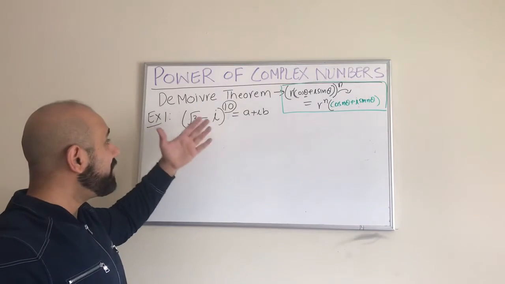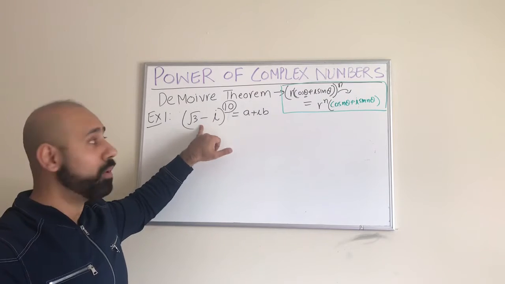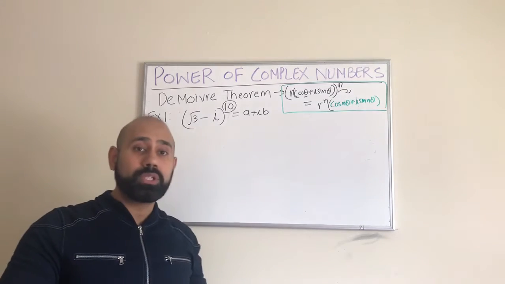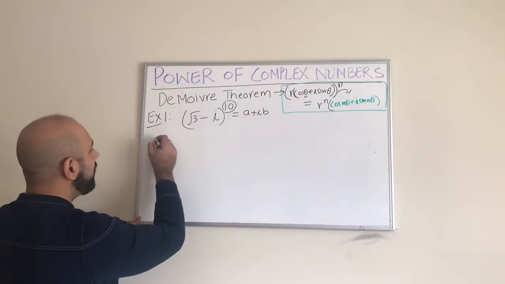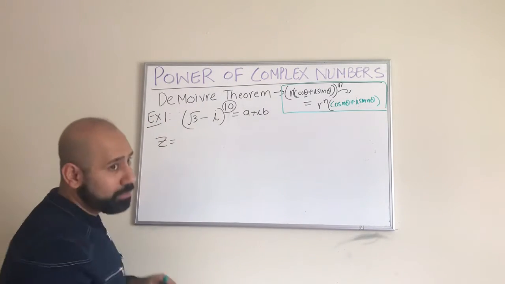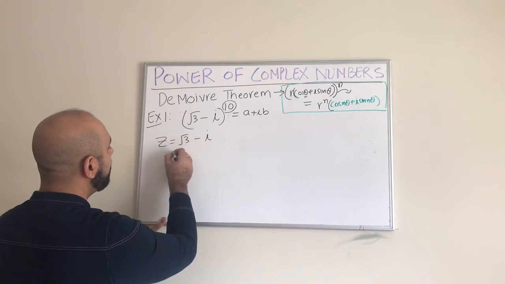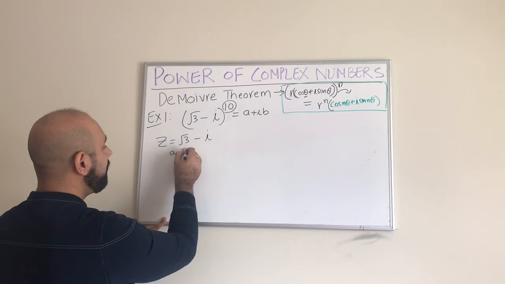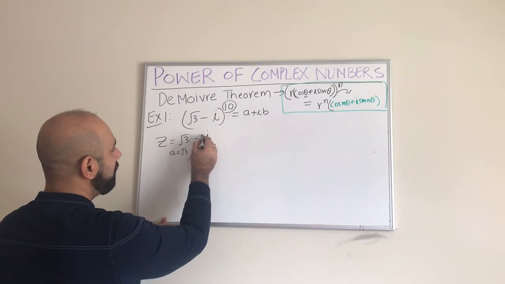Guys, before we can start using that theorem, one has to first convert or transform this into the trig or polar form. So let us start with the first step, which is to transform this into the polar form, and then we are going to use the theorem. So in order to transform this into the polar form, first I'm going to write this as radical 3 minus i is my complex number, identify my real part, which is radical 3, and my imaginary part, which is going to be negative 1 because there's an invisible 1 here.